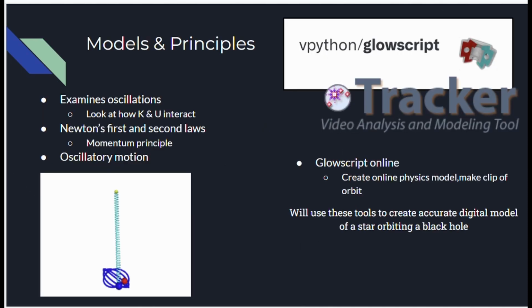First, let's take a look at some models and principles. This lab will be examining oscillations, and we're going to look at how kinetic energy and potential energy interact. We'll look at Newton's first and second laws and the momentum principle, and we'll be focusing on oscillatory motion. We're going to use GlowScript and Tracker as our main methods for tracking data as well as making the model. GlowScript will be used to create the online physics model.